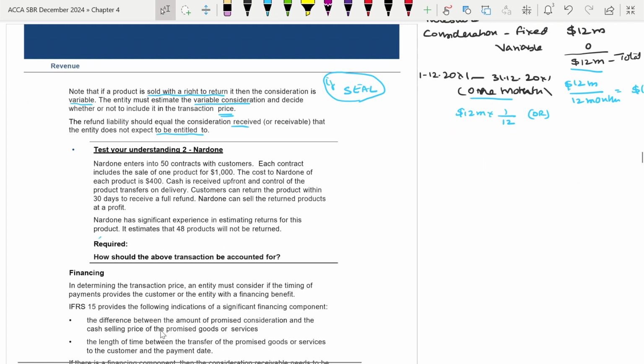They give you another small example. See, this is the most interesting part of the study text. For every concept, immediately they will give you an example. What is the question? How should the above transaction be accounted for? Read this one.